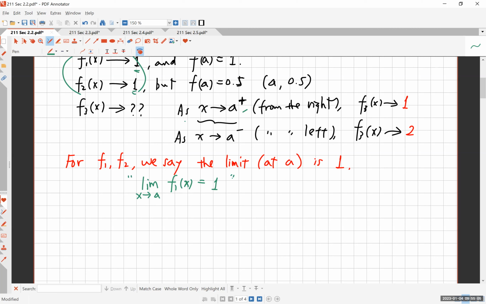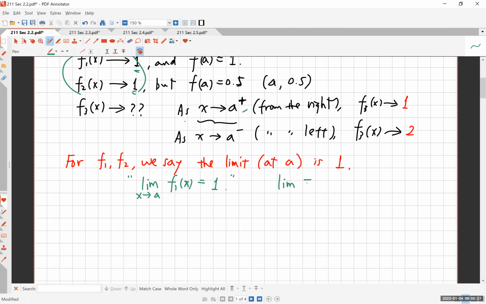Notice it's a complete sentence, okay? Because you have the noun, the subject, and the verb. And the verb is equals to, right? And then we have the predicate, which is 1. All right, so this is a complete sentence. Maybe I should put a period, okay? And again, how do you read this? The limit of f1 of x as x approaches a is 1. That's how you read that.